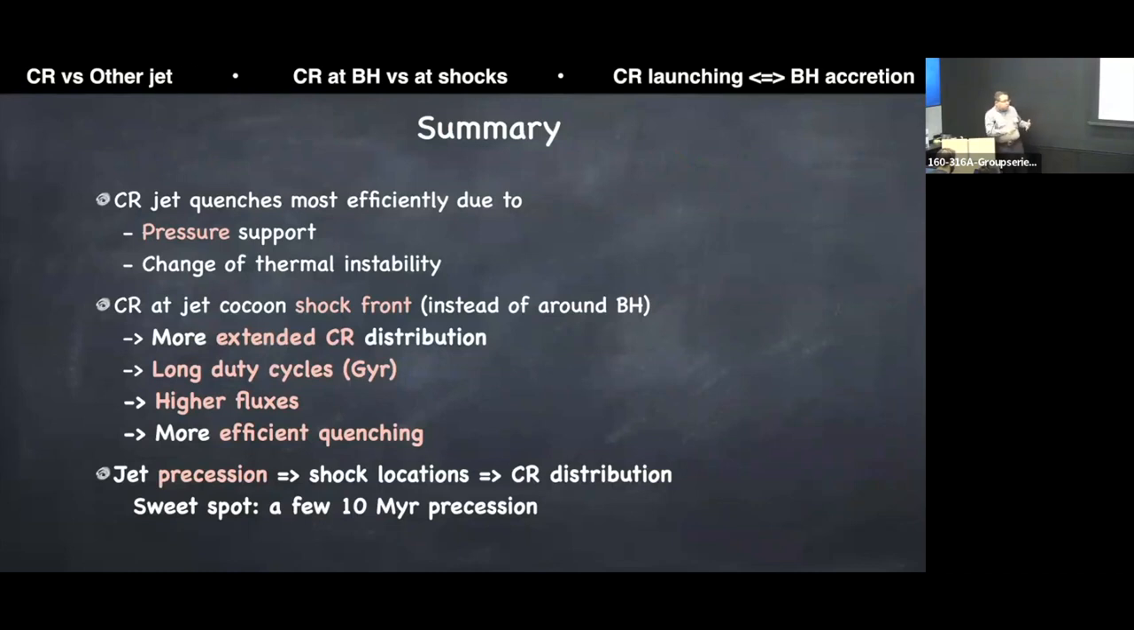Also the jet precessing is coupled to that. The jet precessing actually changes the location of the shock front. If you deposit cosmic ray at those shock fronts, it changes the cosmic ray distribution. And at some sweet spot of a few 10 million year precession, they have maximum effect of suppressing the cooling flow and quenching these massive galaxies. So I'll stop here and take any questions. Thanks.